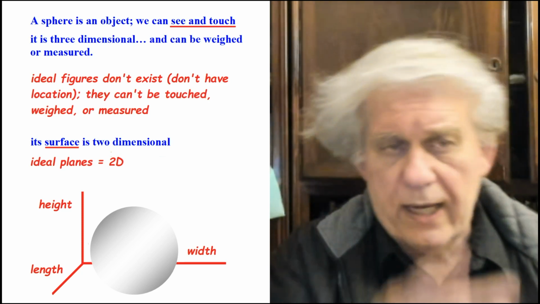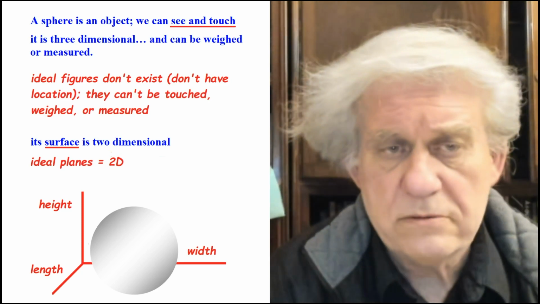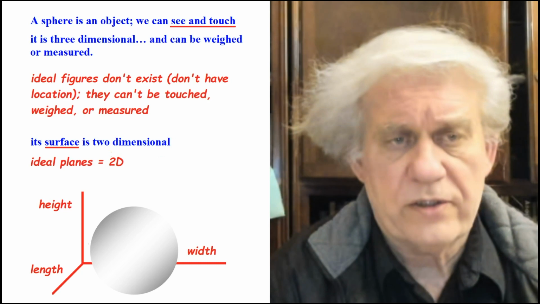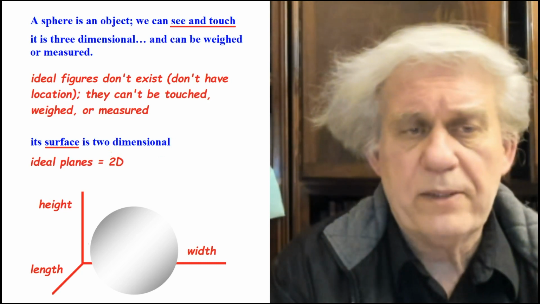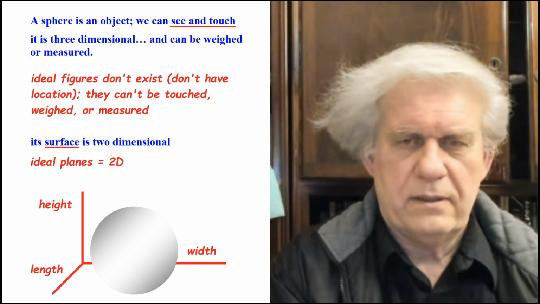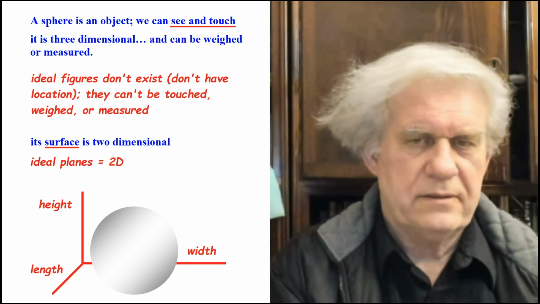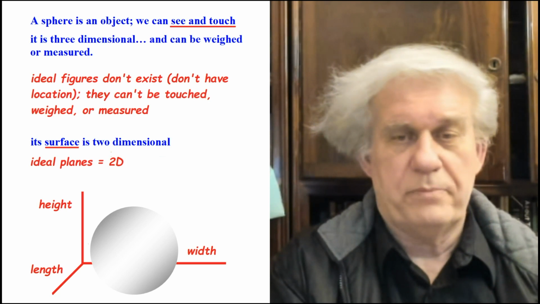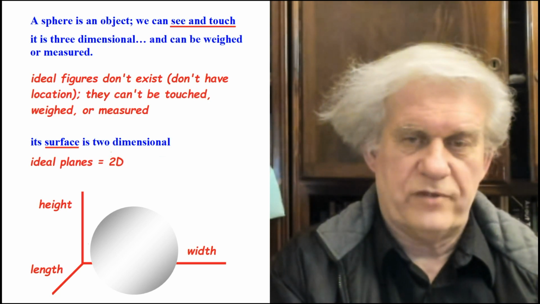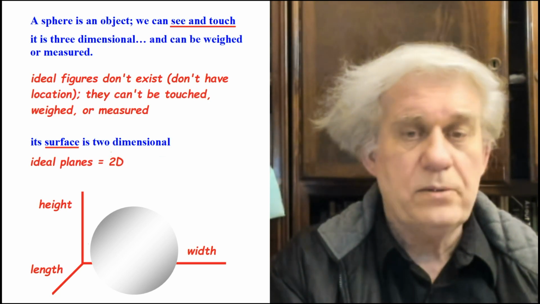Okay? And he says it is three-dimensional. Okay, true, a sphere is three-dimensional. And he says it can be weighed or measured. Weighed or measured? A sphere is an ideal geometric object. It should be, at least. That's what we think it is. That's what the word sphere has always more or less been alluded to.